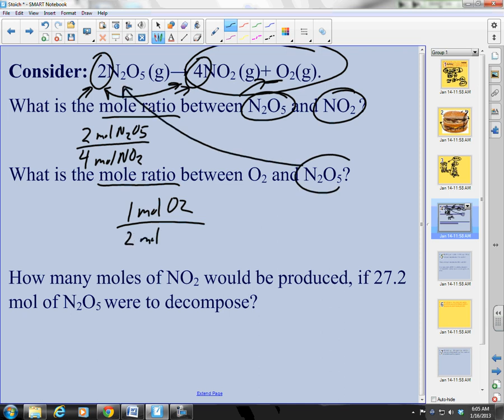2 moles of dinitrogen pentoxide. Okay, cool. So that's the mole ratio. How many moles of NO2 would be produced if I have 27.2 moles of dinitrogen pentoxide?